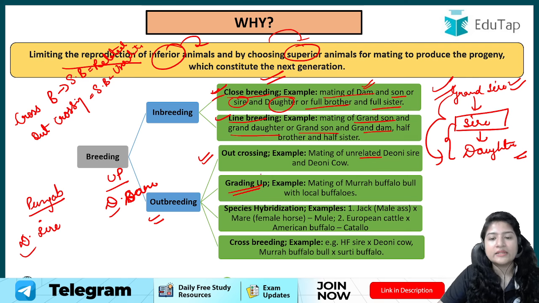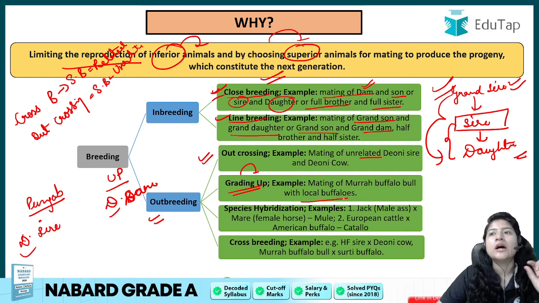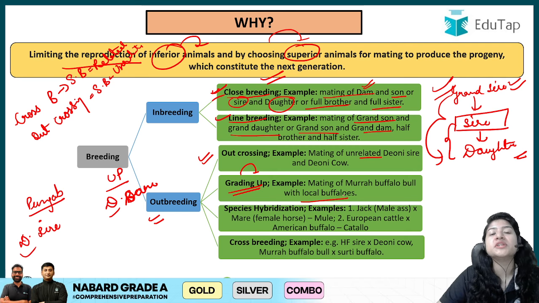Okay. And that is why, as the name suggests, in grading up we have to upgrade them. Grading up means upgrade them. So the local buffaloes or maybe local cattle are mated with a superior breed so that the progeny can improve.